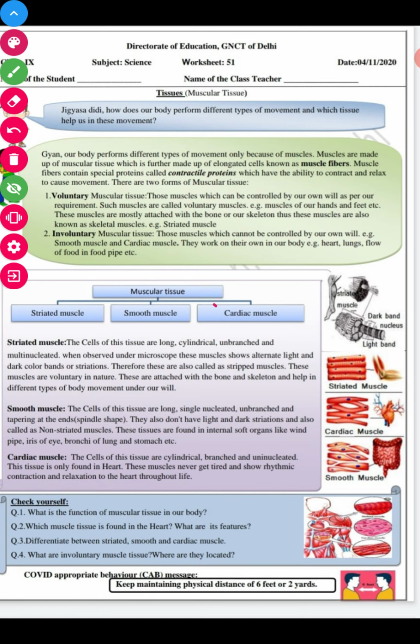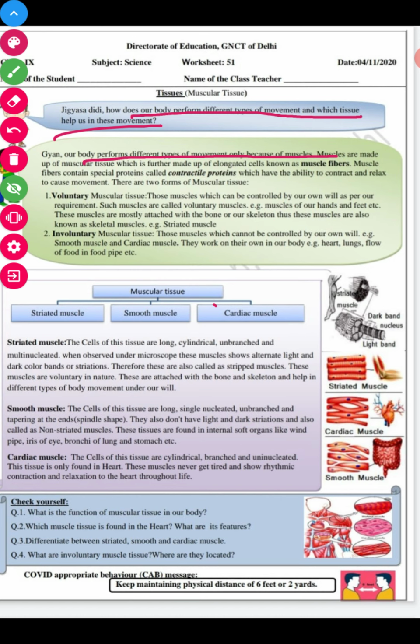Today we will discuss worksheet 51 from your chapter on tissue. We are already discussing plant tissue, and in continuation of animal tissue, today we will discuss muscular tissue. How does our body perform different types of movement, and which tissue helps in these movements? The body performs different types of movements only because of the muscles.